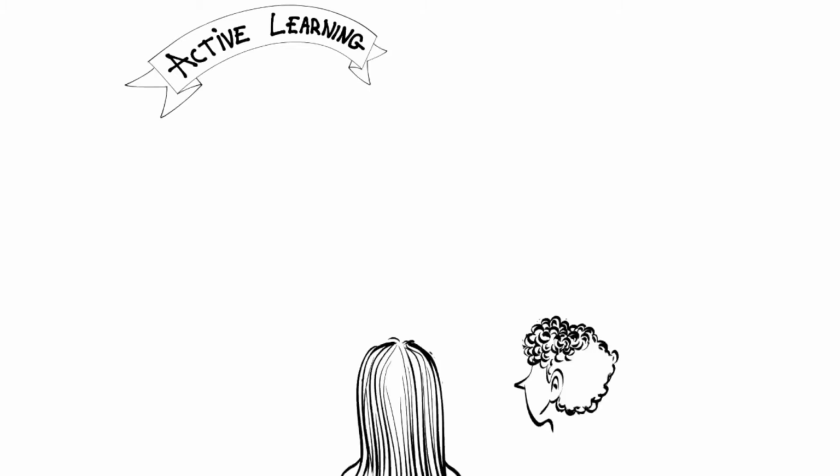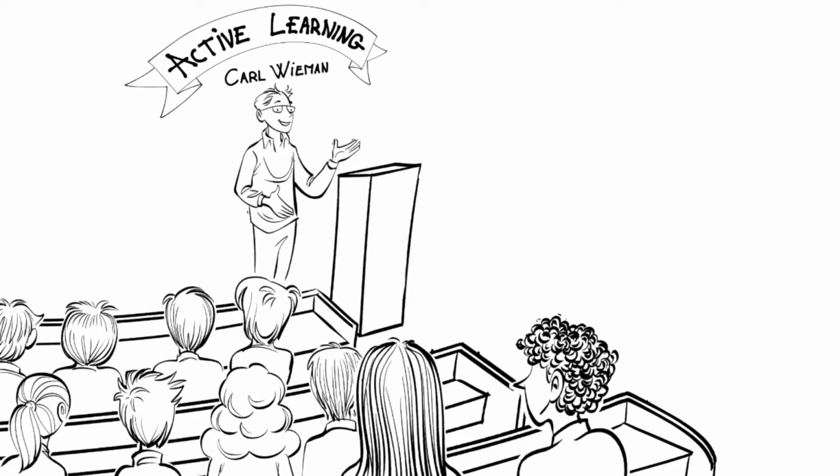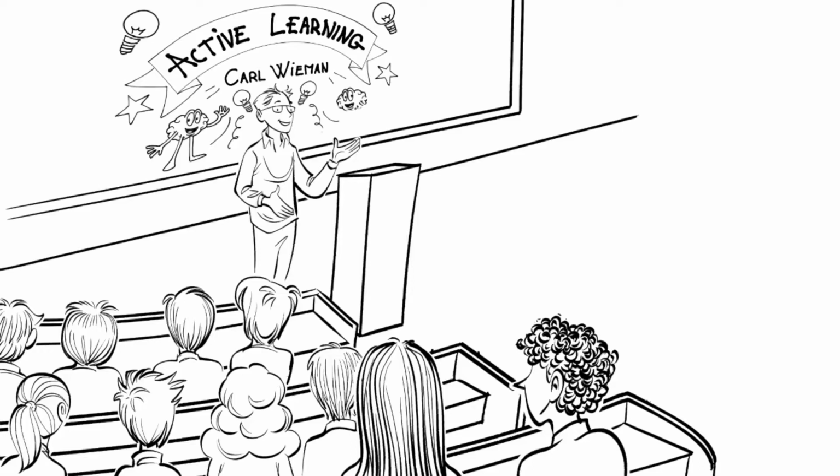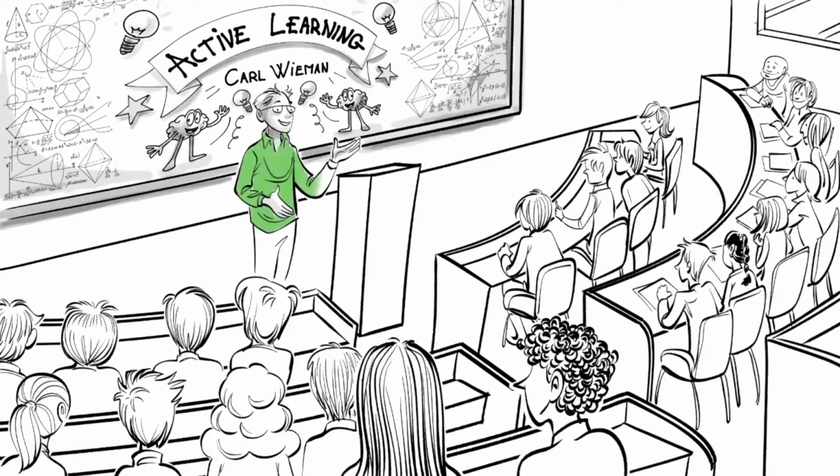To understand how active learning is applied in classrooms, let's look at the teachings of Professor Carl Wieman, a Nobel Prize-winning physicist and a leading proponent of the method. There are 4 steps to it.